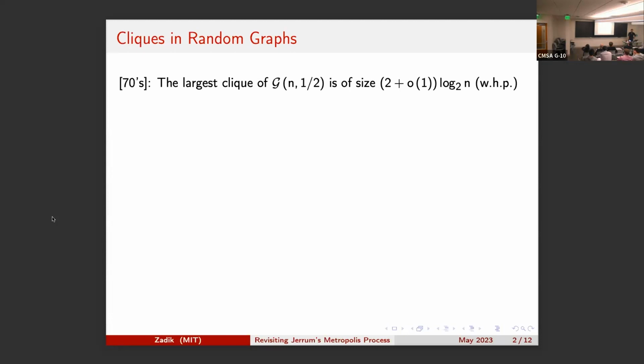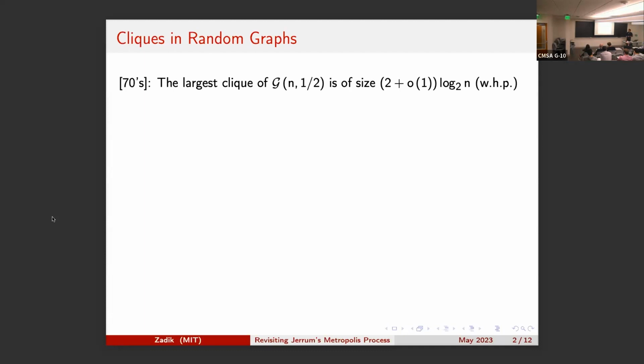Just to make sure everybody knows what this is: you have n vertices and you flip a coin for every pair. With probability half, if it's heads, you place the edge, if it's tails, you don't. And then the largest clique is of size approximately 2 log base 2 of n, okay? That's a standard thing. And this is a statement with high probability, that means with probability tending to one as n goes to infinity. I will omit this for the rest of the talk for simplicity, but all the probabilistic statements are going to be like this.